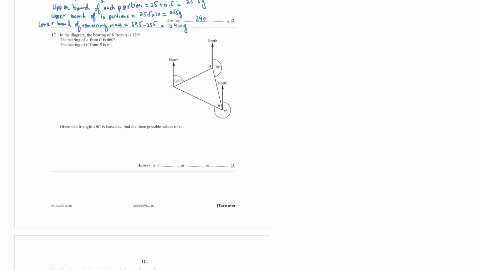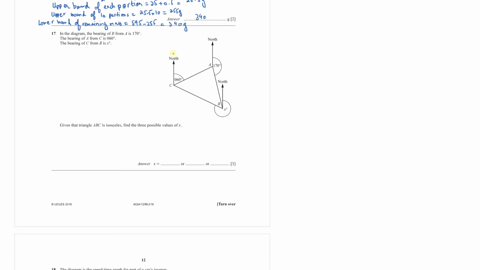First of all, we can compute some angles already, given that these bearing lines are parallel to each other. If I extend this line here, since this line and this line are parallel, this angle becomes the alternate interior angle for this angle. The alternate interior angles, as we know, are equal. So this becomes 60 degrees.